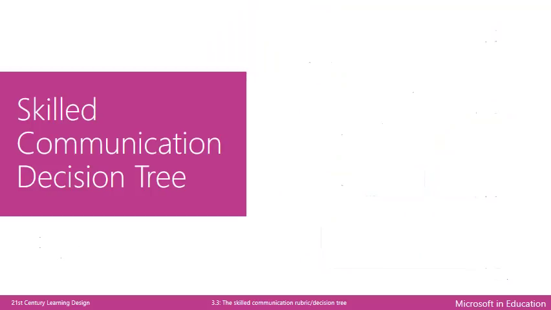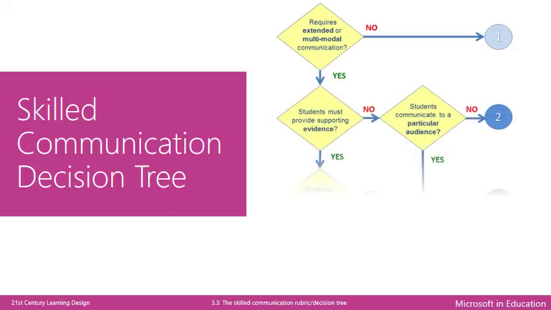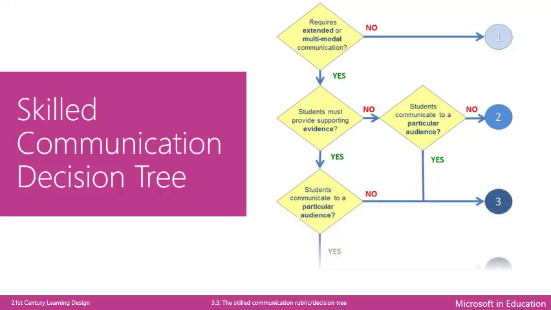So to recap, when you are designing a learning activity in which you want to focus on developing skilled communication, you need to keep in mind the questions outlined in the decision tree. First, does the activity require extended or multimodal communication? Next, do students provide supporting evidence? And finally, do they communicate to a particular audience? In this way, the decision tree helps you to be more aware of the type and quality of skilled communication skills you need to plan for in your learning activities.